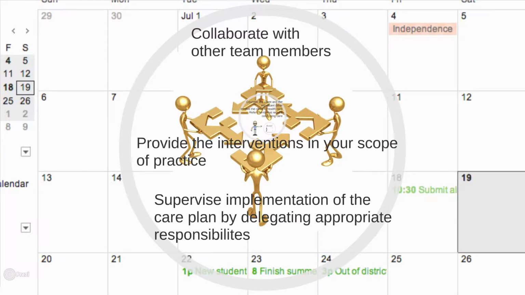We are going to provide the interventions that we can provide. Some things we're going to be able to delegate out. If we do delegate them out to a nursing care assistant, we have to supervise them. We have to make sure that what we think is being done is actually being done, and that we get the feedback from that so that we know whether or not it was effective, if there's any problems, if there's any difficulties.